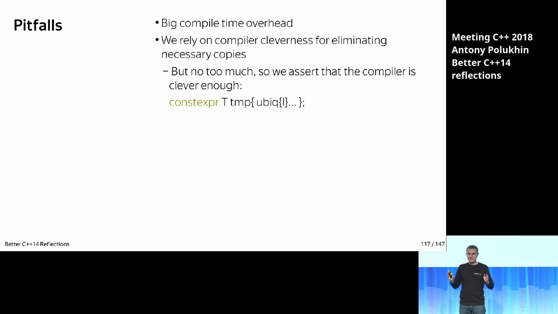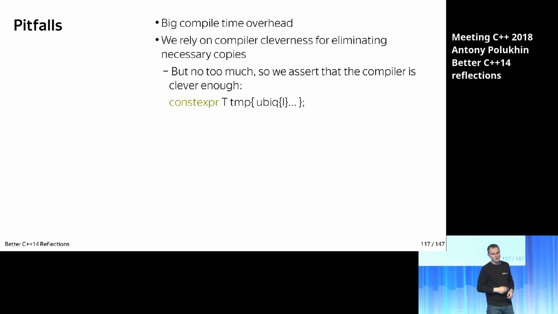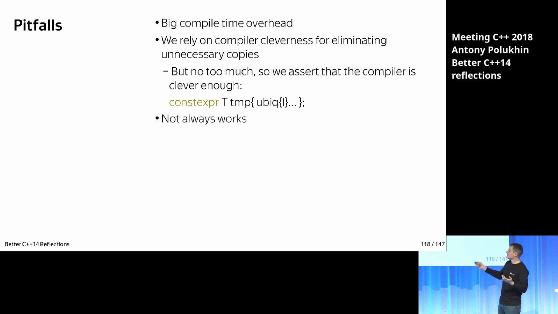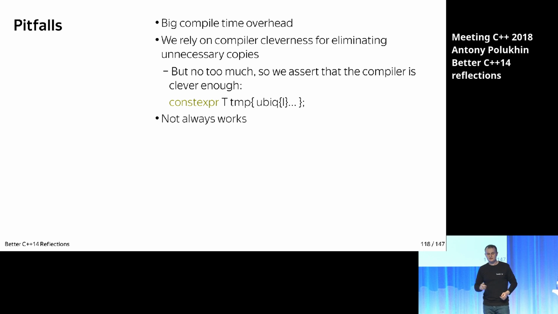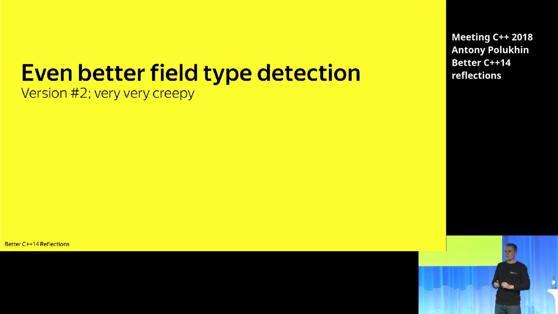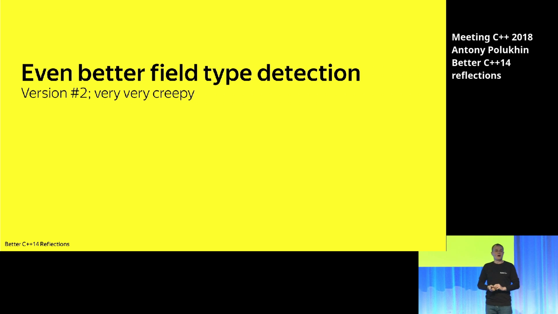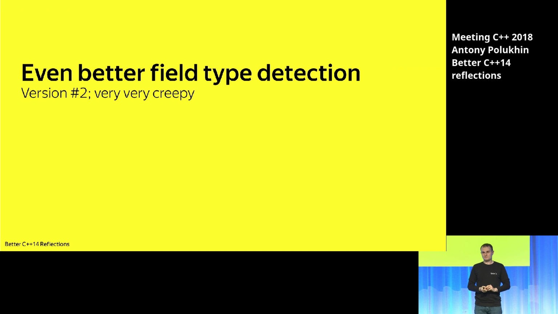That kind of limits where we can use that, because sometimes the checks are really strict, and we just better be strict than get some runtime overhead. And finally, yes, that not always works because of those strict checks. We can do better. This is an insanely creepy solution. And it's the most brilliant one I saw.